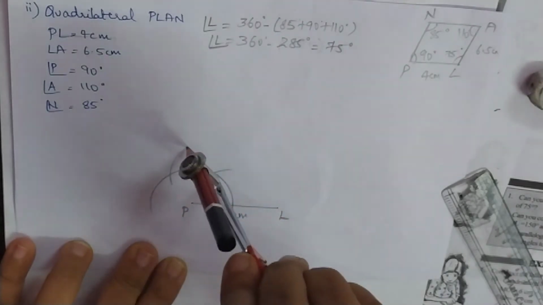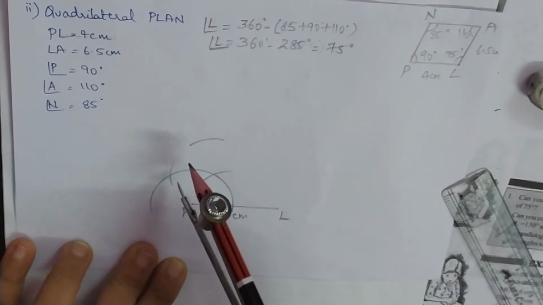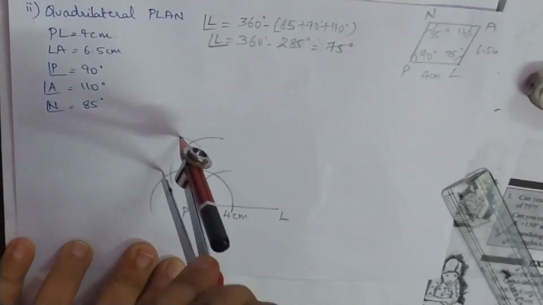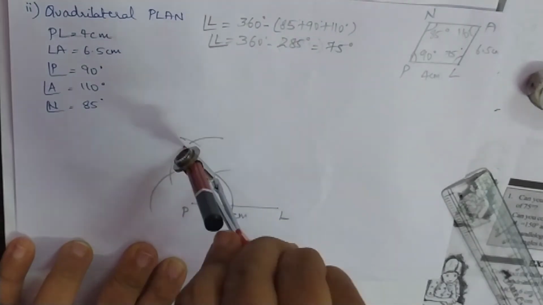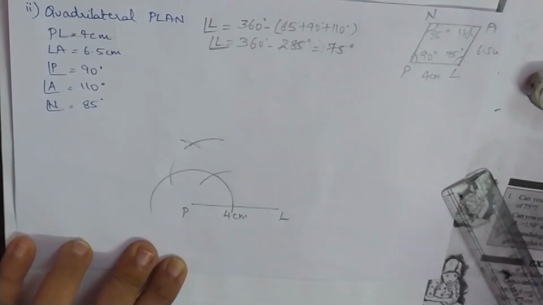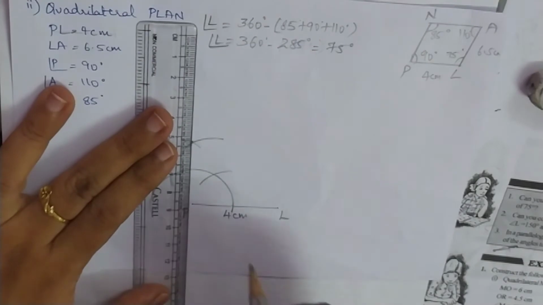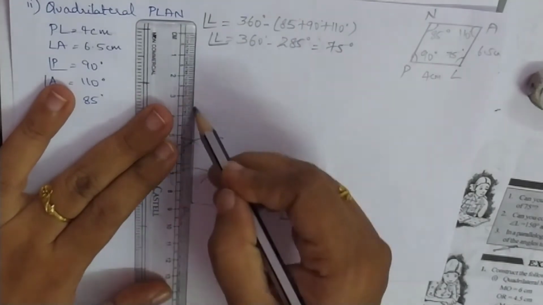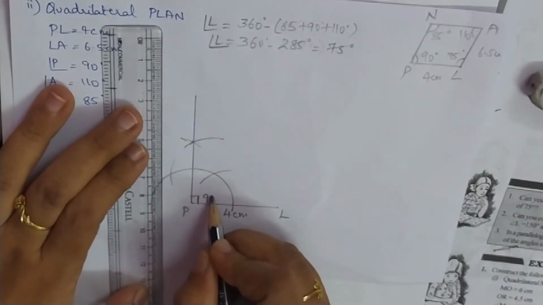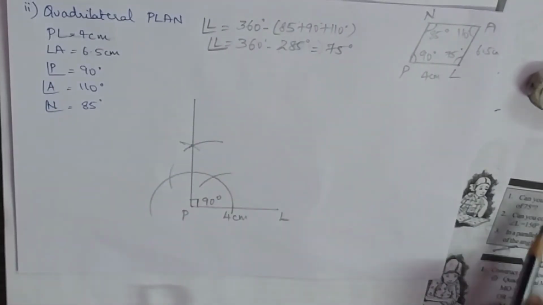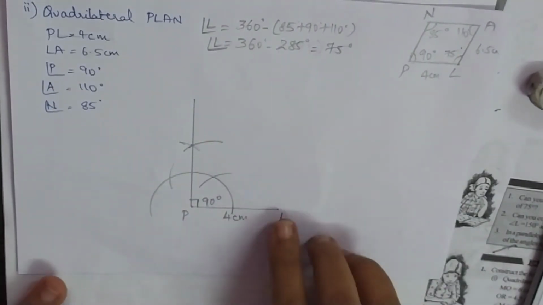So we are going to draw a perpendicular bisector. That is, we are going to draw an arc from here, and then we are going to draw an arc from here. Okay. And wherever they meet, that point is 90 degrees. Since we wanted 90 degrees, we are not going to draw dotted lines now. We are going to just draw a line and name it as 90 degrees. Next, the other side is 75 degrees.